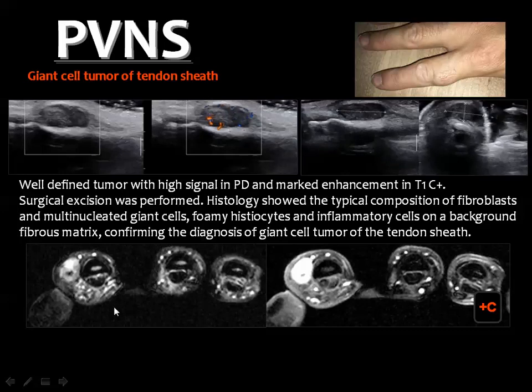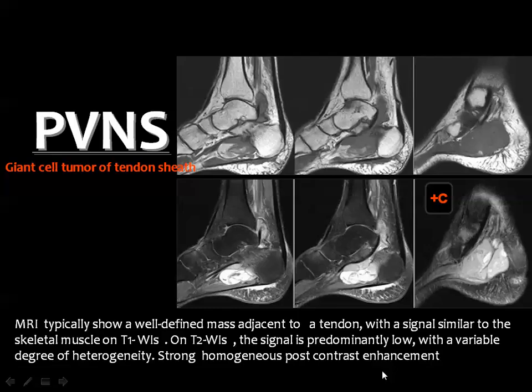This is T2 weighted image, and this is T1 post contrast after fat suppression. You see the nodule in the finger. It shows some vascularity on Doppler examination. It is predominantly hypoechoic, and whenever you inject contrast material, there is significant contrast enhancement.